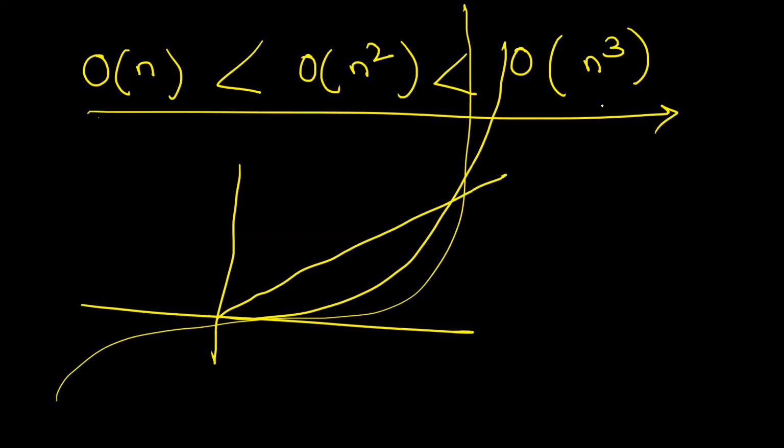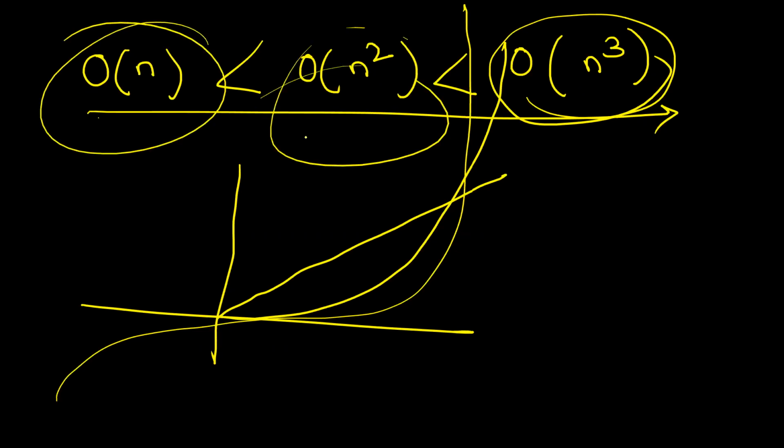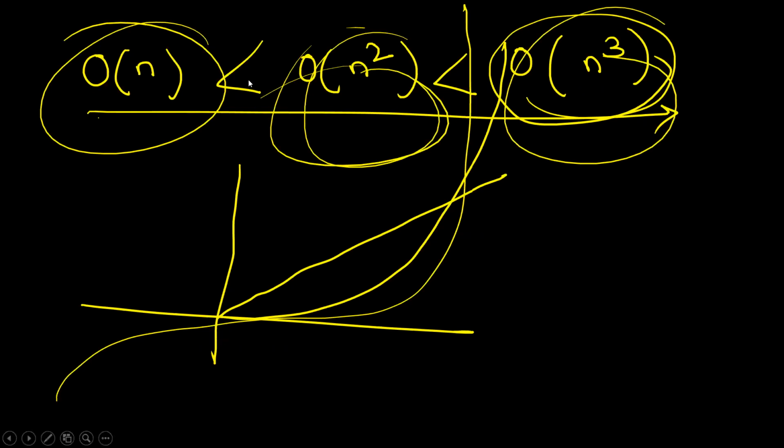Can I tell you the logic? You are understanding, right? We are looking at larger values of n. At large values of input, n cube will be increasing at a much faster rate as compared to n square and n. So at large values of n, asymptotically, this is better than this, and this is better than this. Now I'll ask you to compare.